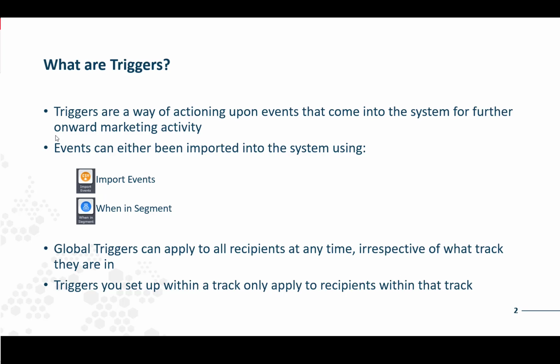Or you can actually set events to be triggered only if recipients are in a specific track. For example, you might only want to action upon an event if a customer has over 7 days until delivery, so upsell attempts can be made or what have you.